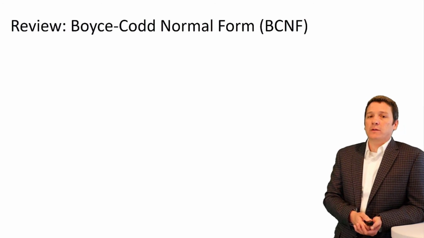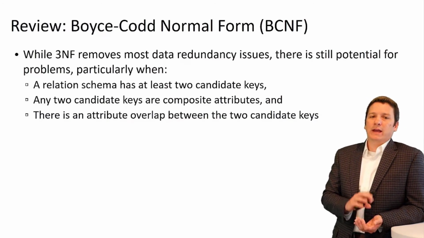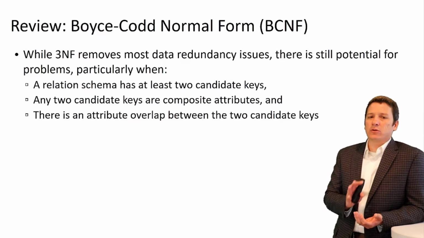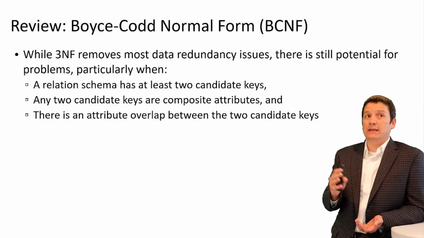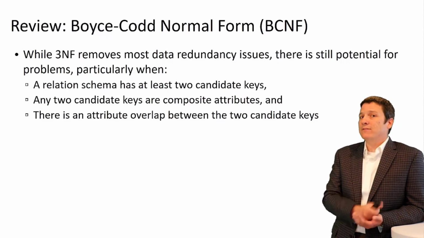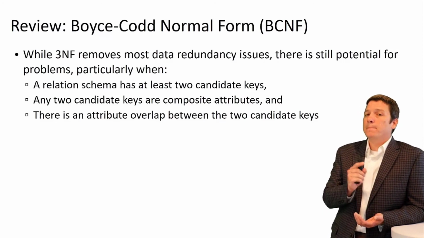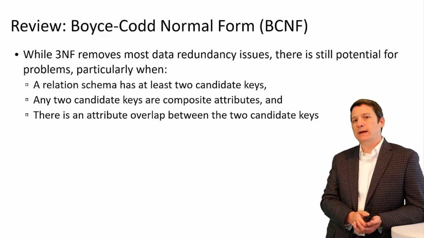We also talked about Boyce-Codd normal form, and that we have this fringe case in third normal form where we have a key attribute that functionally determines another key attribute. So that's not a violation of third normal form, but it does put us in a situation where we might still have some data redundancy.